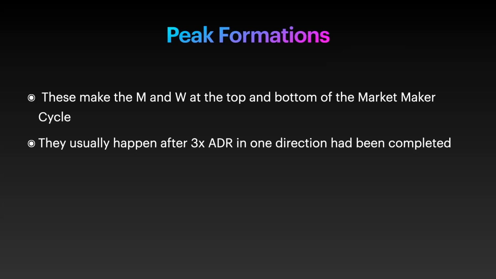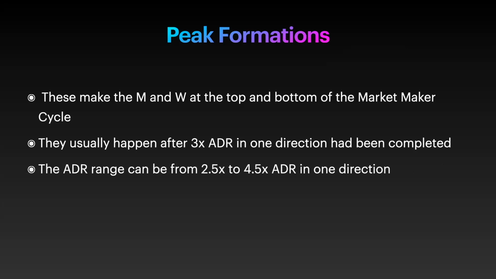So that's what ADR is. Usually, after 3 times ADR in one direction, you typically get a completed pattern and then you should get a reversal. The ADRs, though, are not always perfect. There's a specific range that I found works the best, and typically it can be from 2.5 to up to 4.5 times its own ADR. Meaning, for that same example of pound USD, instead of going 300 pips, it might go maybe 270 and then reverse. Or it might go 400 pips or 425 and then reverse.